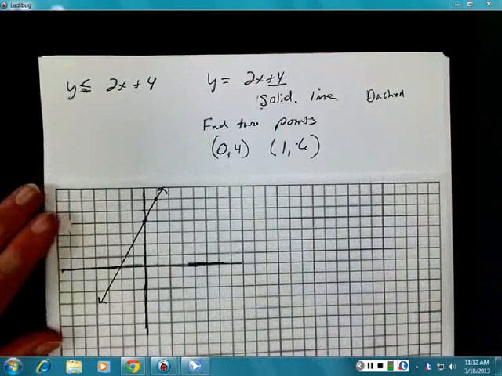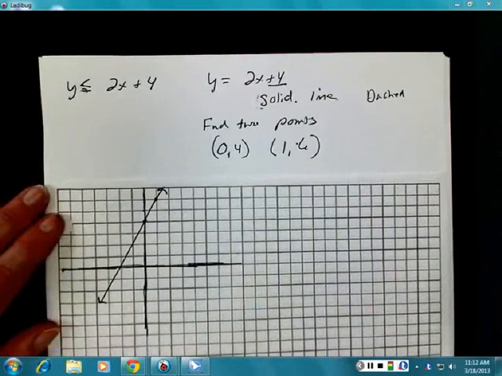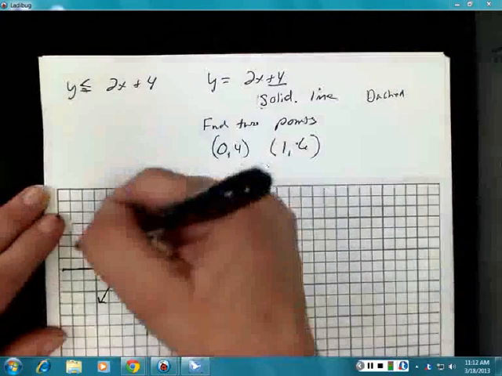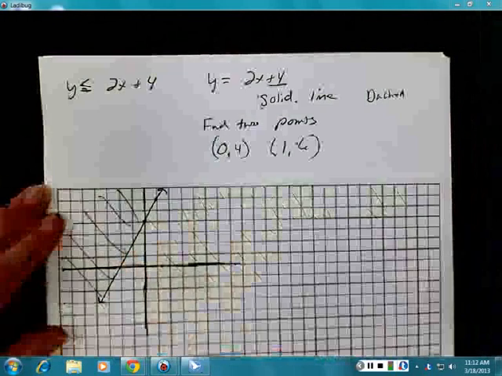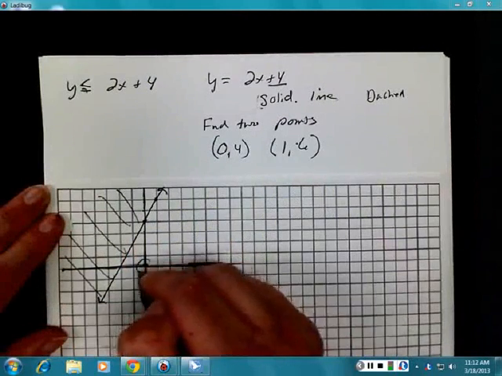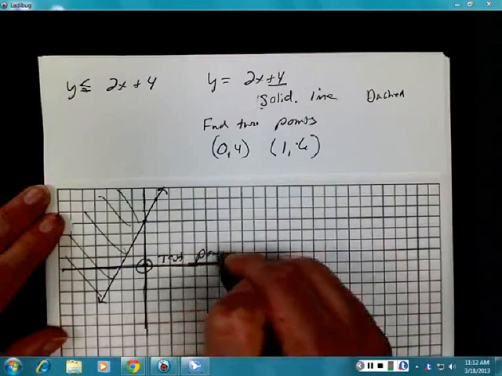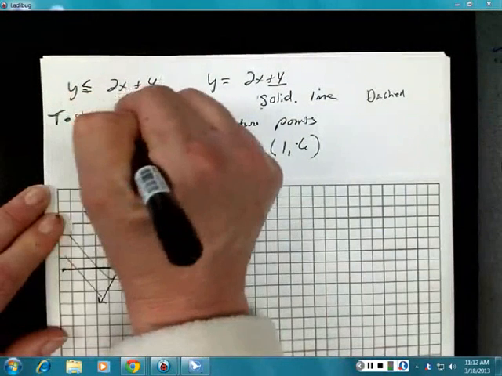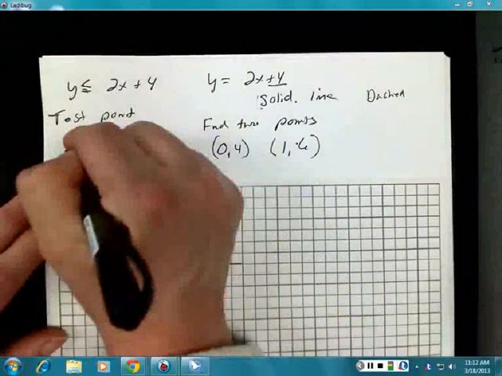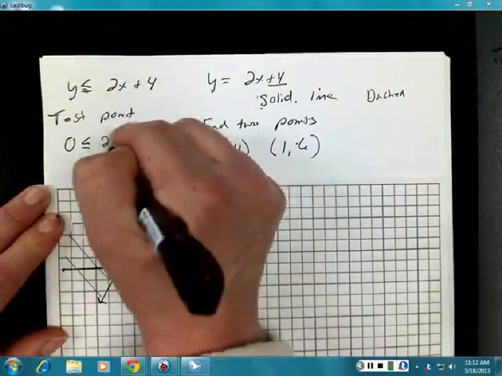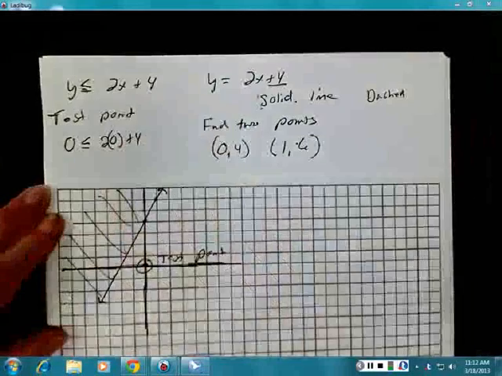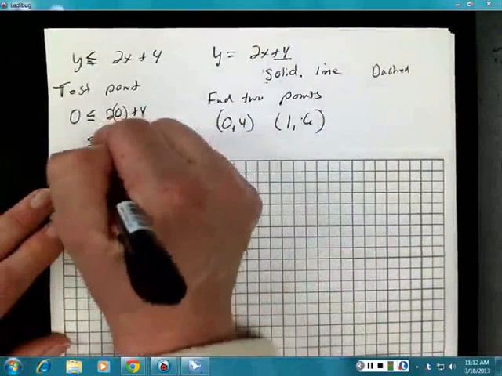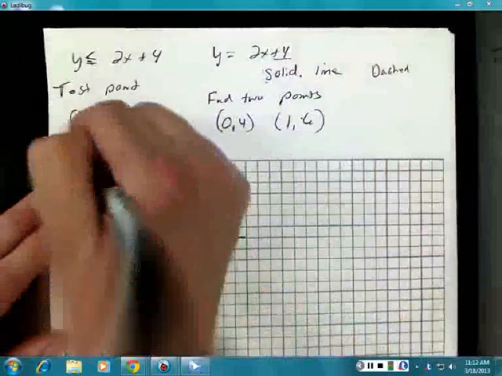Okay, now I have to determine what side gets shaded. Well, if you followed my rules, it says shade above the line or below the line. Well, which is above the line? If you're confused and don't know, pick a test point. Your easiest test point is 0, 0. What I'm going to do with that test point is plug it in here. So 0 is less than or equal to 2 times 0 plus 4. What's 2 times 0? 0. 0 plus 4 is 4.